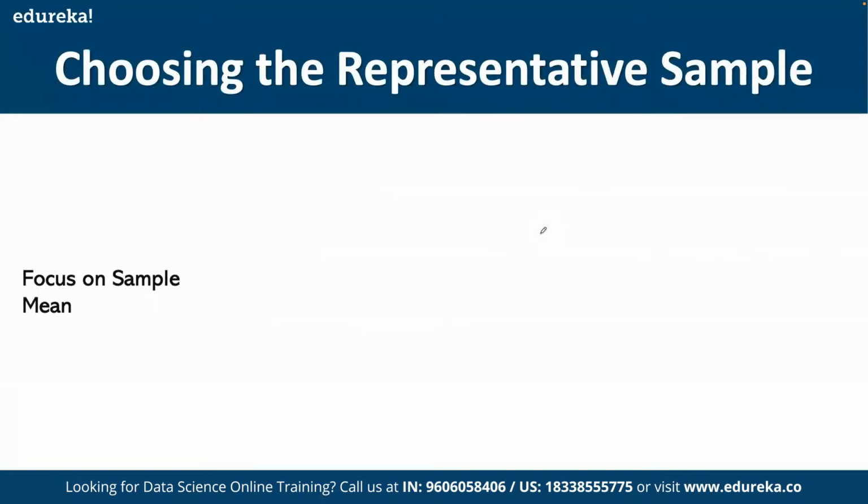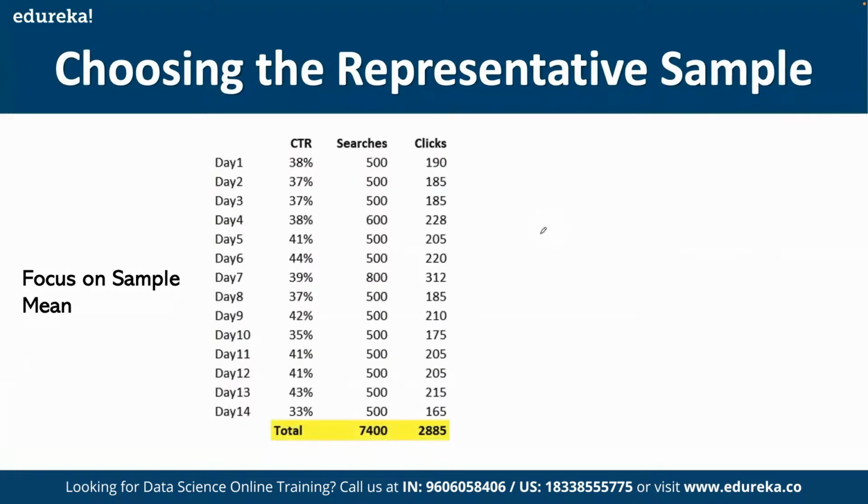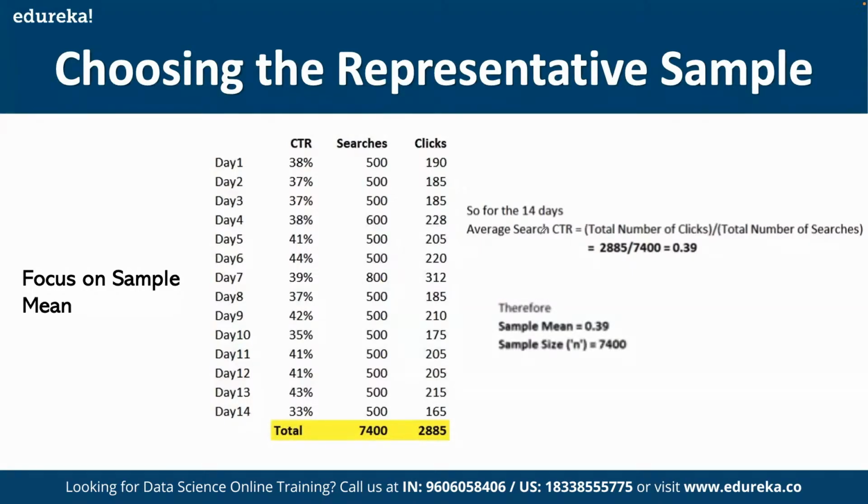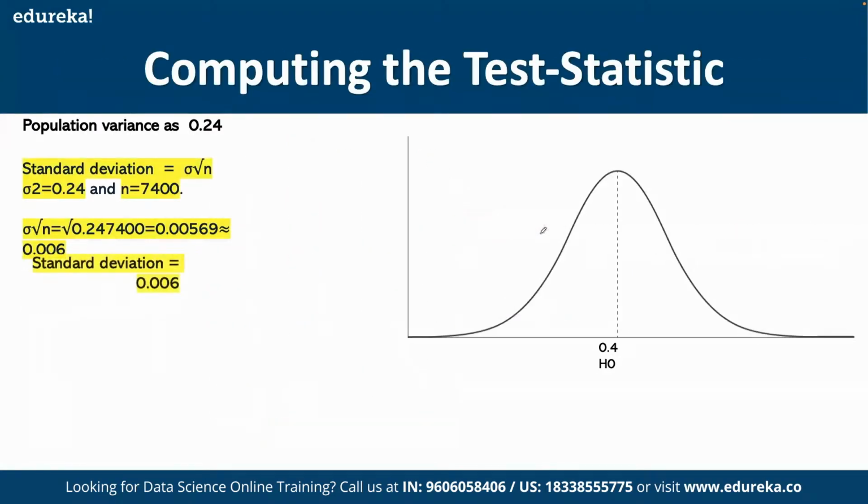Now, once you have the population, you're going to collect a sample from the population and focus on the sample mean. Once you find the sample mean, this is what we would get as an average CTR. So the average search CTR is given by 0.39, and the sample mean is 0.39. We have got the sample size as 7400. With this information, we are going to compute the test statistic.